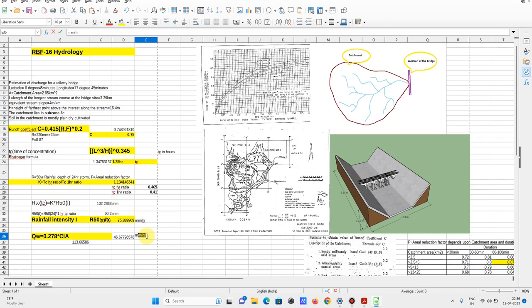Okay, so the design discharge for this proposed bridge is coming around 46.767, or I can say it is around 47 meter cube per second. That will be the design discharge. So this is the final design discharge, 46.67, I can say 47 meter cube per second. Okay, thank you for watching.